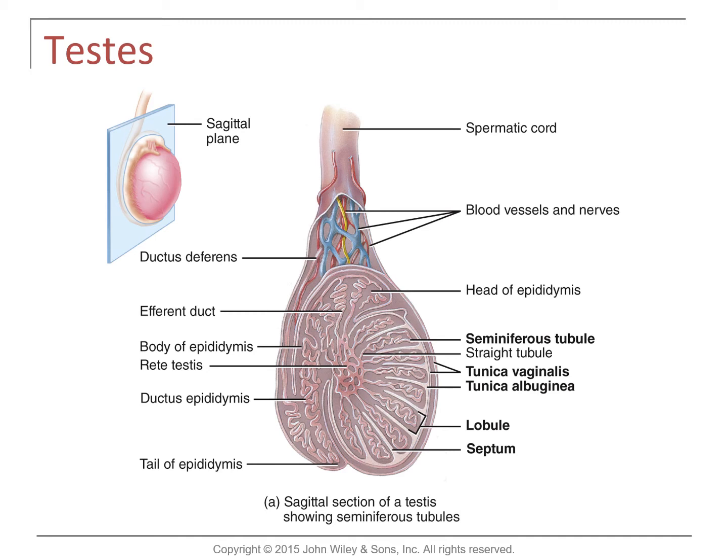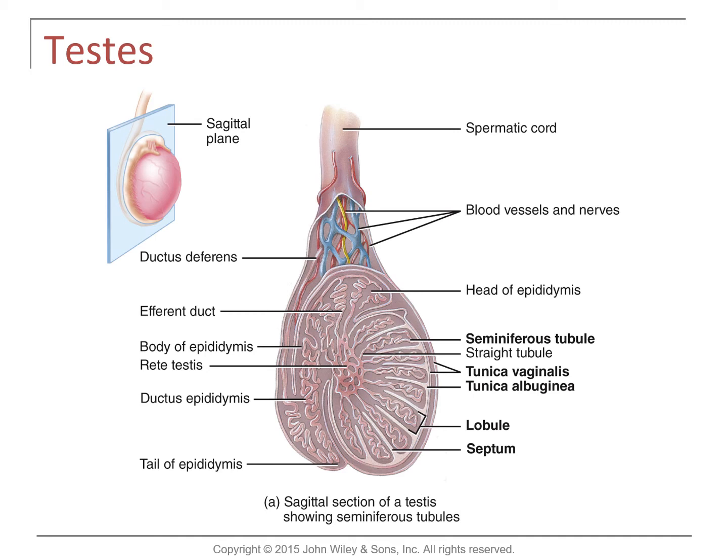Once sperm enter the lumen of the seminiferous tubules, the movement of the Sertoli cells, along with fluid pressure, move the immature sperm cells into the rete testis of each testicle, and from there they are pushed into the epididymis.